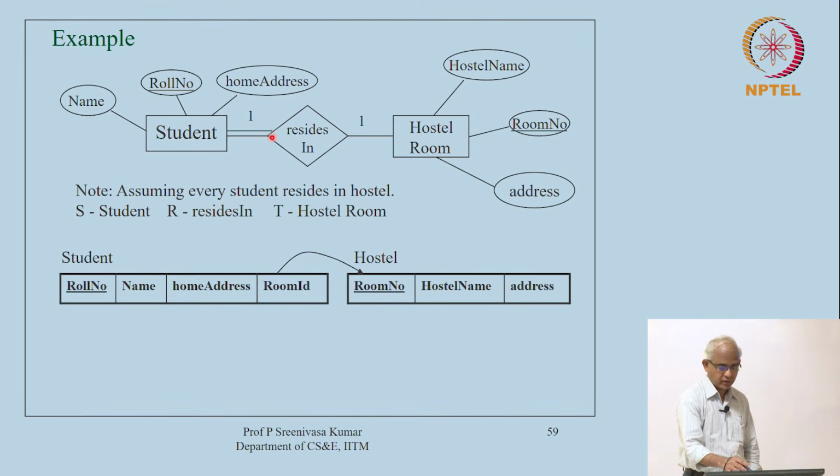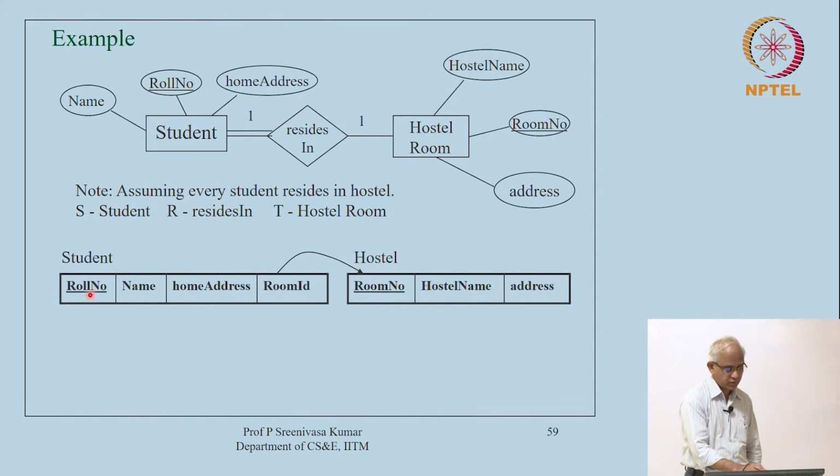Now, in order to take care of this, what we have done is to augment this side, which has a total participation, by adding one attribute that is actually a foreign key referring to the other relation.